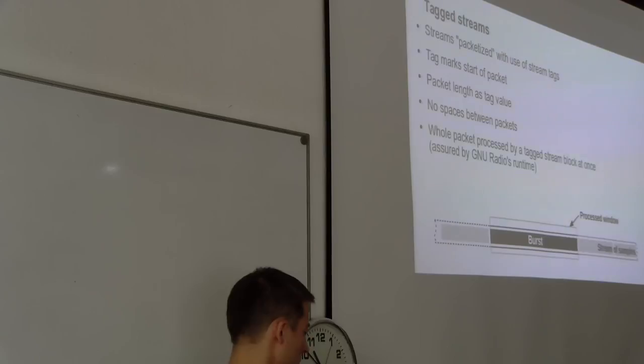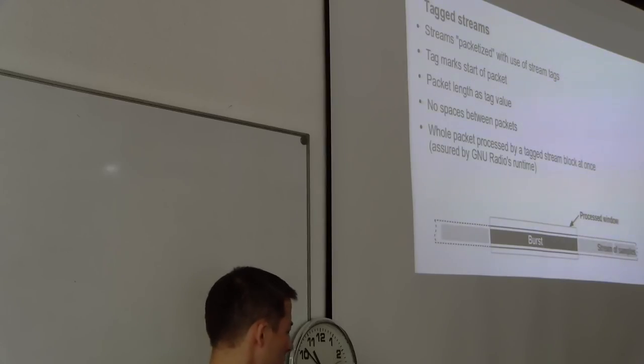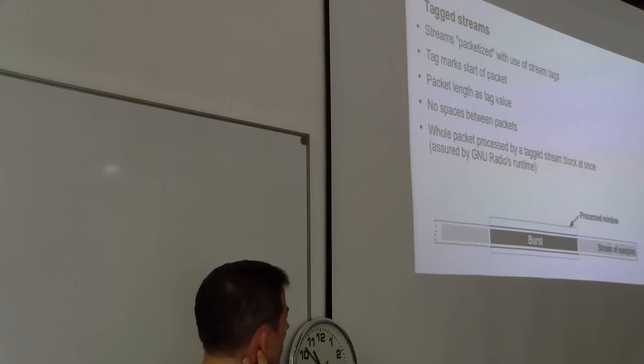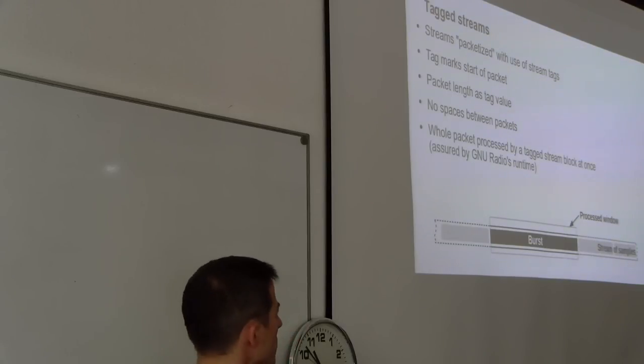So what was introduced later were tagged streams, and streams are packetized here with the use of stream tags, and these tags mark the start of each packet. This mark is a packet length tag that is attached to the beginning of each packet. There are no spaces between packets. So if you violate this rule, bad things might happen in GNU Radio. It might stop working. And what is assured by the GNU Radio runtime is that one packet is processed in whole at a time.